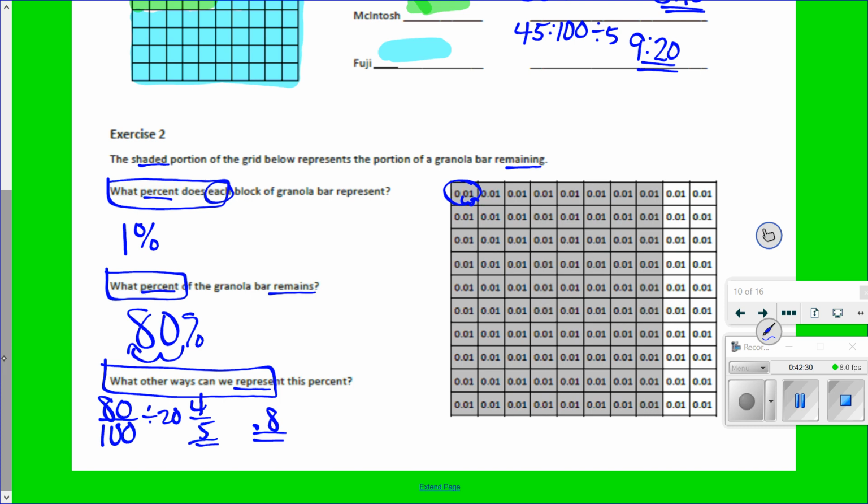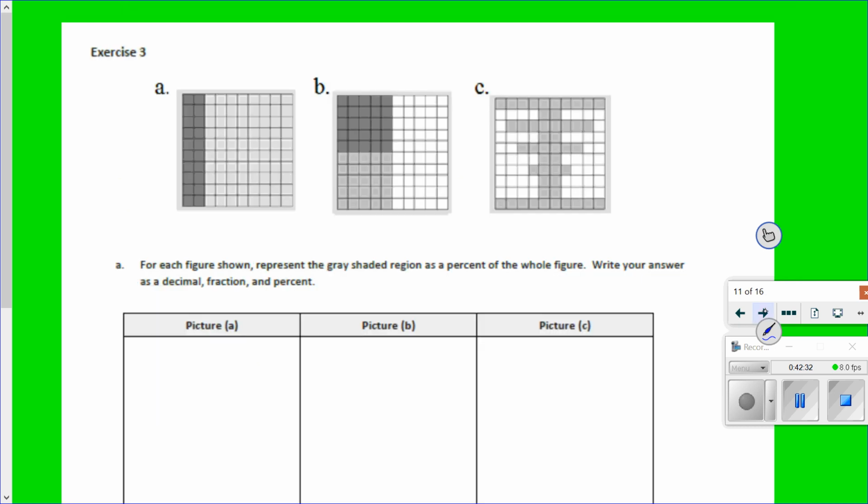So if you want to do it from the fraction form, but quite frankly, guys, percent to decimal is the easiest thing we're going to ask you to do this year. All you got to do is remember which direction to move it.